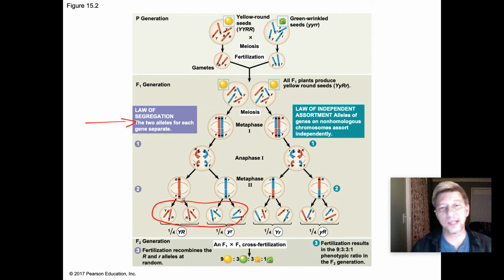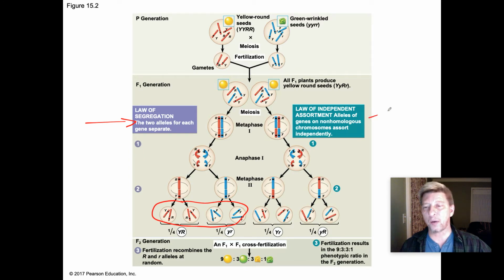And so what it says is that the 2 alleles that each organism carries are separated, all right? Notice I've got a big Y over here and a big R and a big Y and a big R and a little y and a little r and a little y. So the Y's and the R's, the big Y and the little y are separated. The big R and the little r are separated.